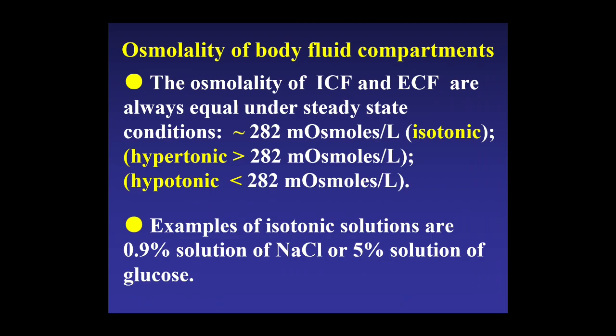Now, examples of isotonic solutions are 0.9% sodium chloride and a 5% solution of glucose. Remember, if you visit your friend in the hospital, you find these bags hanging over people's heads. If you go and read what's written on them, chances are there's 0.9% sodium chloride or 5% glucose. And very often we give people isotonic solutions, especially if they're dehydrated. But of course, in some cases, you might have to give them hypertonic or hypotonic solutions.